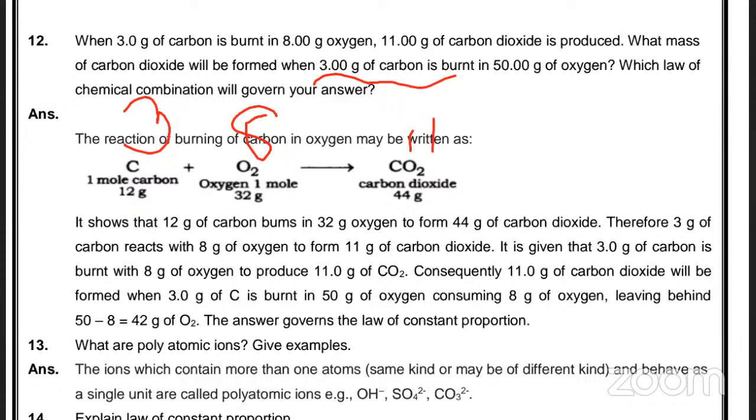It is given that 3 gram of carbon is burnt with 8 gram of oxygen to produce 11 gram of carbon dioxide. That is already given. So 11 gram of carbon dioxide will be formed when 3 grams of carbon is burnt in 50 grams of oxygen, consuming 8 grams of oxygen, leaving behind 50 minus 8 is equal to 42 grams of oxygen. So the answer governs the law of constant proportion.